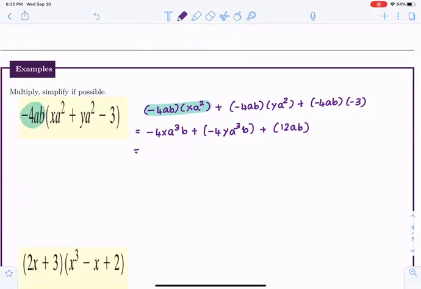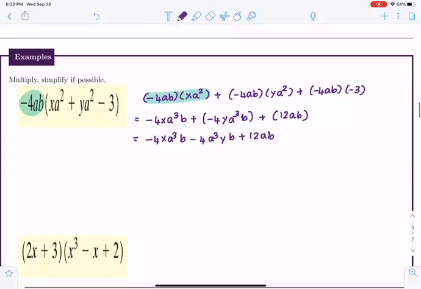If we manipulate the signs, we would end up having minus 4x a cubed b minus 4a cubed y b plus 12ab. Keep in mind we can switch the order when it comes to multiplication and addition, but we can't switch order if it is subtraction or division. So that's something we have to keep in mind.